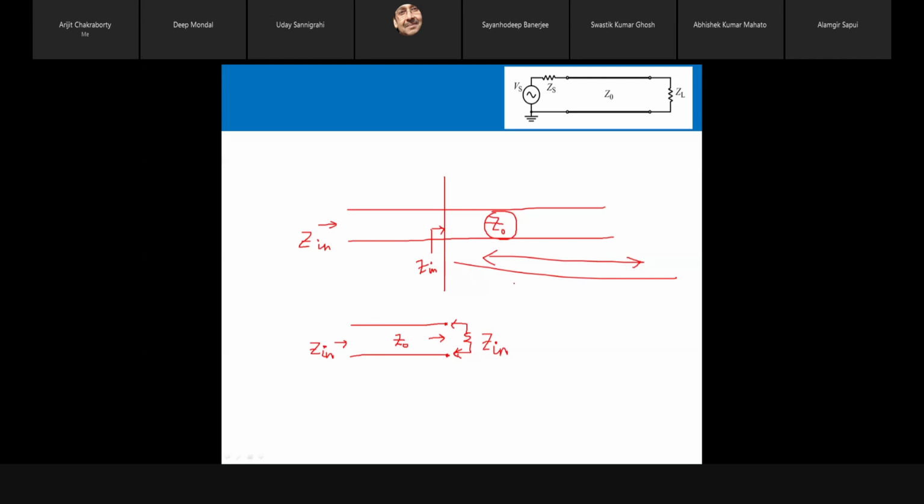And that's why it is defined that it is the input impedance of an infinite transmission line.